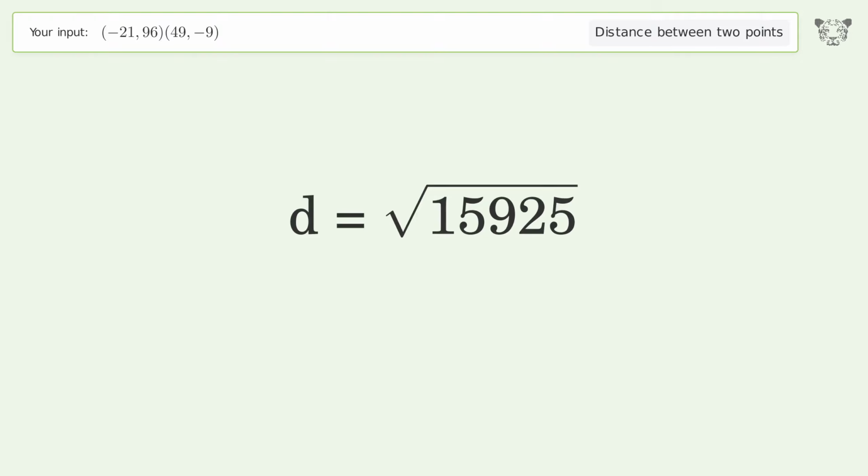And so the distance between the 2 points is the square root of 15,925 or 126.194.